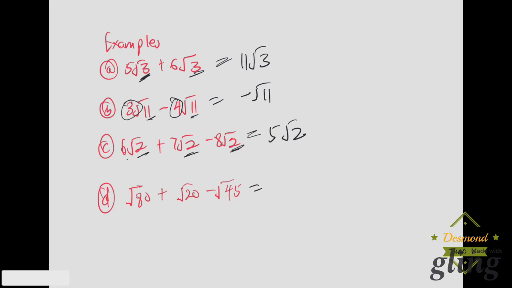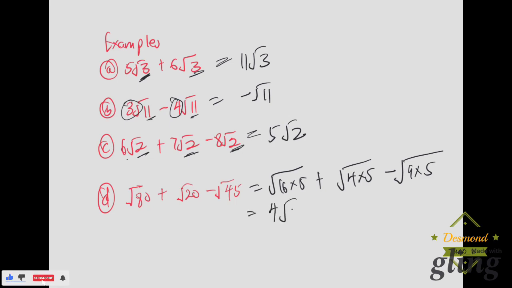Then when we come here, we have to simplify it first to get the like term. So here we have root 80 plus root 20 plus root 45. So how do we do that? Here we have to simplify it. So root 80, we are going to get 16 times 5, right? Then when we simplify, we should get 4 root 5 plus 2 root 5 minus 3 root 5.